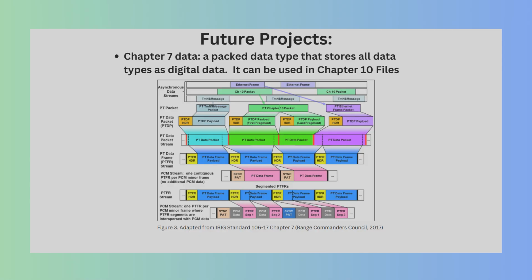Lastly, at the end of my internship, I started working on this type of packet called Chapter 7, which is basically all of the data that you could record. Instead of recording it in its natural data type, it was put into this digital data type, and they're used in Chapter 10 files to save a bunch of space and to make all of the data unified.